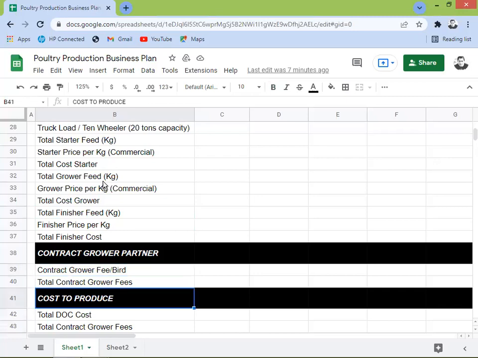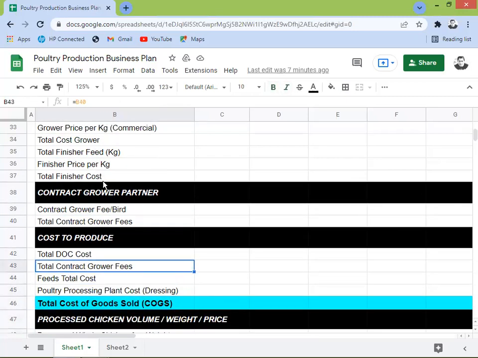Then we're going to calculate our cost to produce. This is actually for your convenience: we have already prepared all these parameters. What we're going to do next is just make the calculations to come up with our profit, our net income, our gross revenue. The parameter is the cost to produce. We call it cost of goods sold or the COGS.